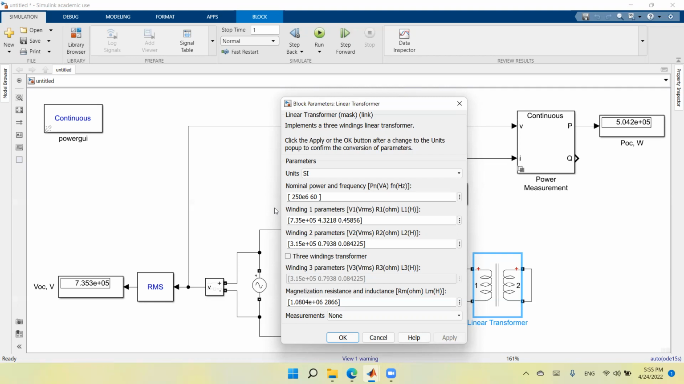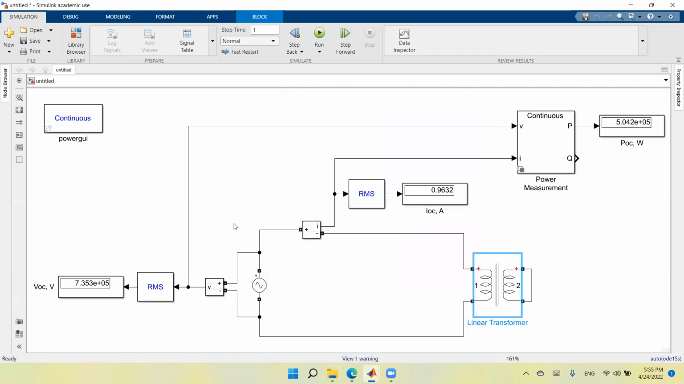And the answer is 340.1 amperes. So this will be the short circuit current, and it should be equal to 340.114 amperes. We need to keep increasing this small voltage until we reach the rated current.